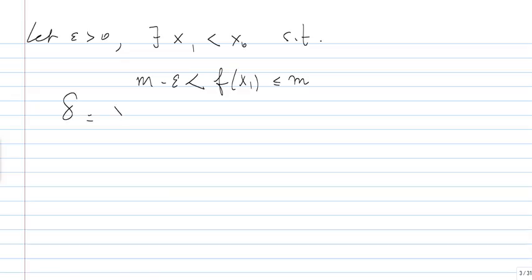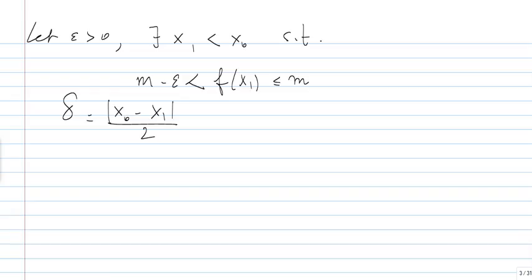Since the small m is a sup, then by definition of the sup there exists x1 less than x0 such that f of x1 is less or equal than m, of course, and greater than m minus epsilon. Okay? So in this case, we set delta to be x0 minus x1, and if you want, you can put over 2 just to make sure.